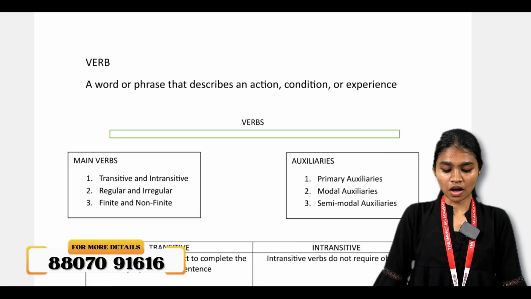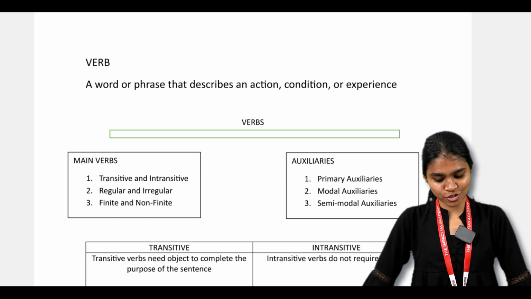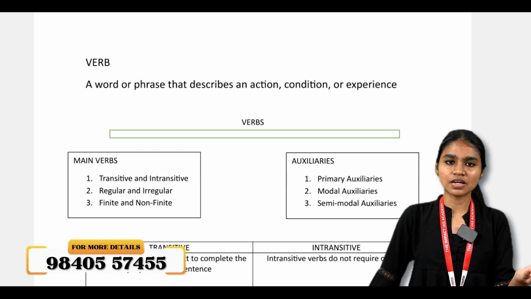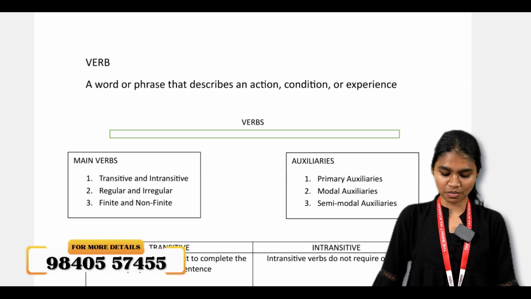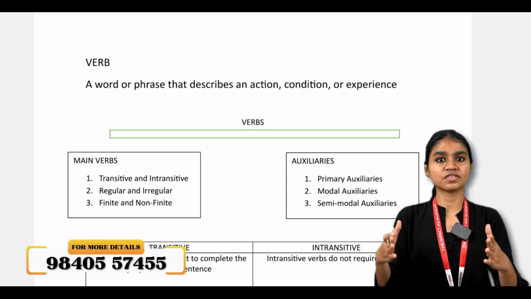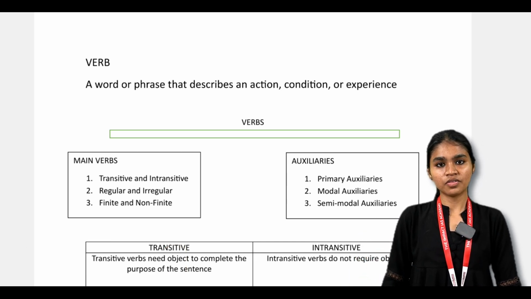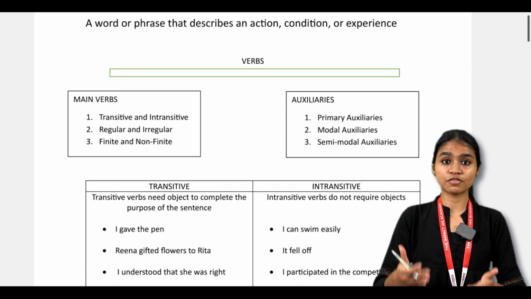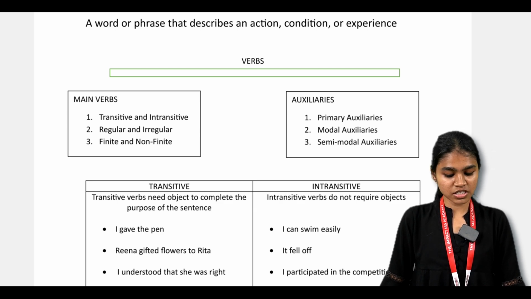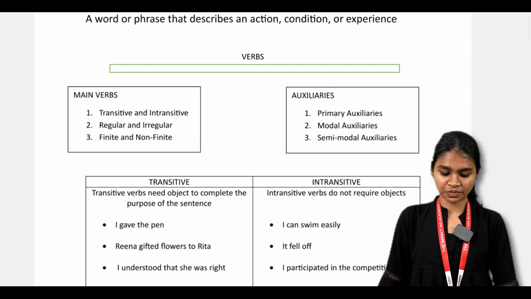What is a verb? A verb is a word or a phrase that describes an action, a condition or an experience. Verb or examples நம்ம எல்லாத்துக்குமே தெரியும். It's very familiar to us. We will look at the kinds of verbs which are main verbs and auxiliaries. So verb is classified into main verbs and auxiliaries. In the video we will particularly look into the kinds of main verbs. So main verbs are further classified into transitive and intransitive, regular and irregular, finite and non-finite verbs.